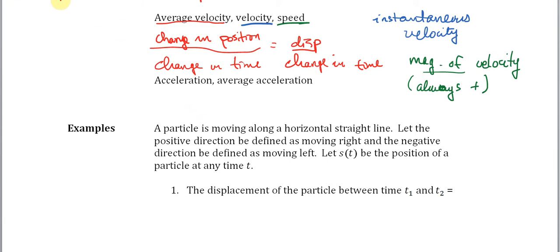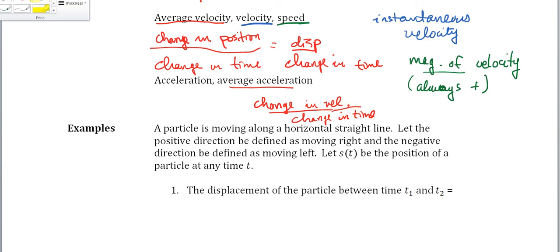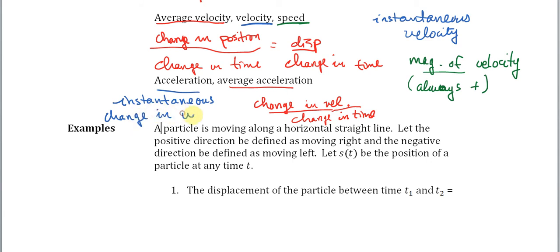Let's continue here, because we've also heard these terms before, like average acceleration. This is the change in velocity divided by the change in time. And when you hear the word just acceleration by itself, it usually means the instantaneous acceleration. So that's the instantaneous change in velocity.